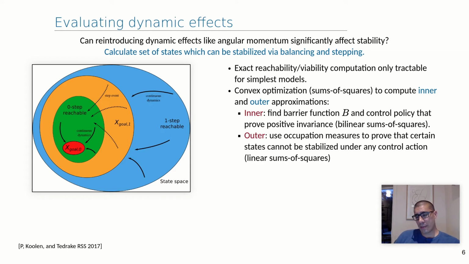For an outer approximation, we use a similar technique, in this case one based in occupation measures, which comes from measure theory, to prove that certain sets of states cannot possibly be stabilized. This is a negative proof. That's the outer approximation. And this is a proof that exists for any control policy. We're essentially proving that this disturbance is so big that no matter what you do, you can never possibly reach the upright balanced state. And this turns out to be a linear sums of squares problem. The details of the optimization are in the reference papers, and they're not really critical for today, but I sort of want to give the high-level idea of why we have to compute both these inner and outer approximations.